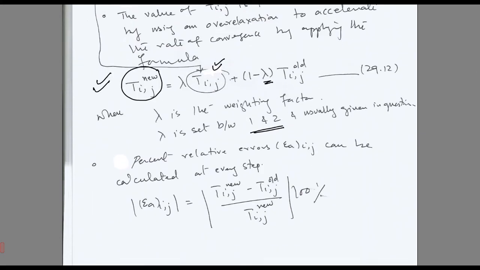And the error can be figured out on similar grounds like we did for the Taylor method, that is the new value minus the old value divided by the new value for the approximated error.